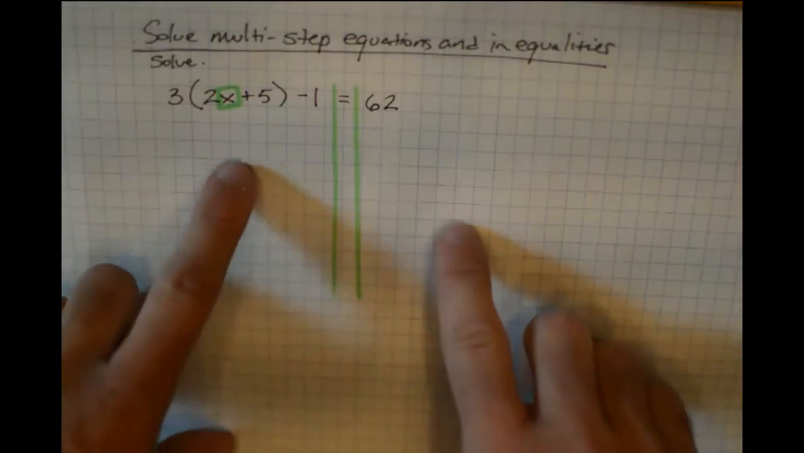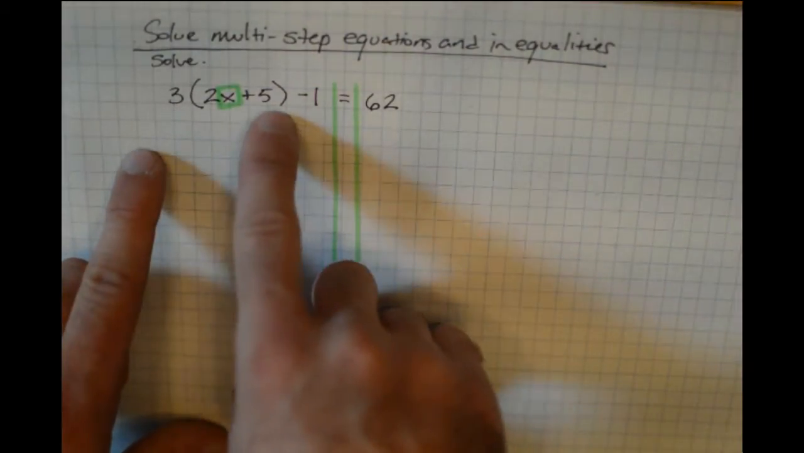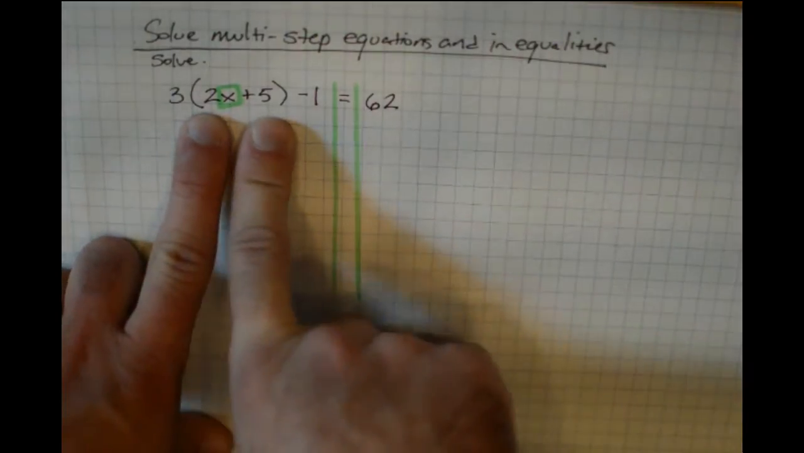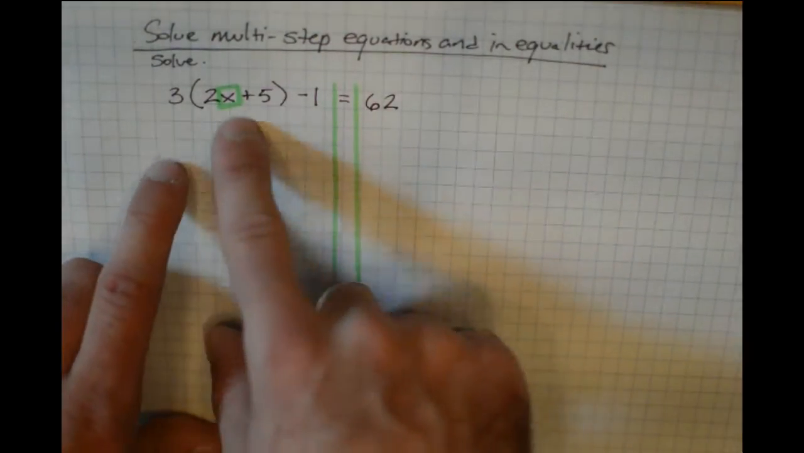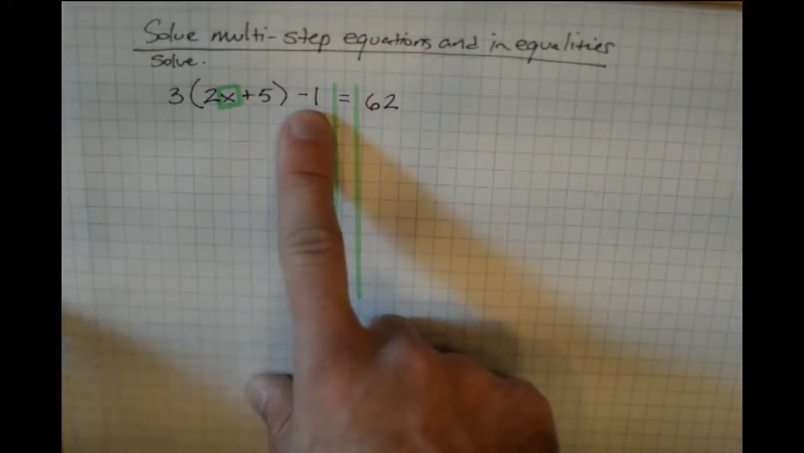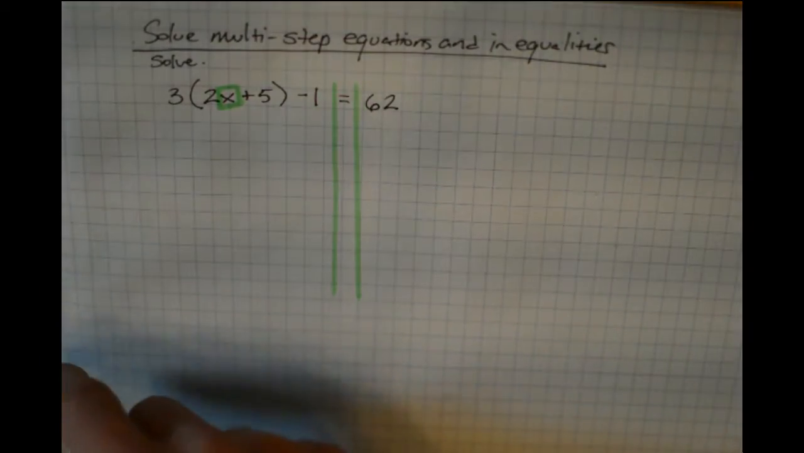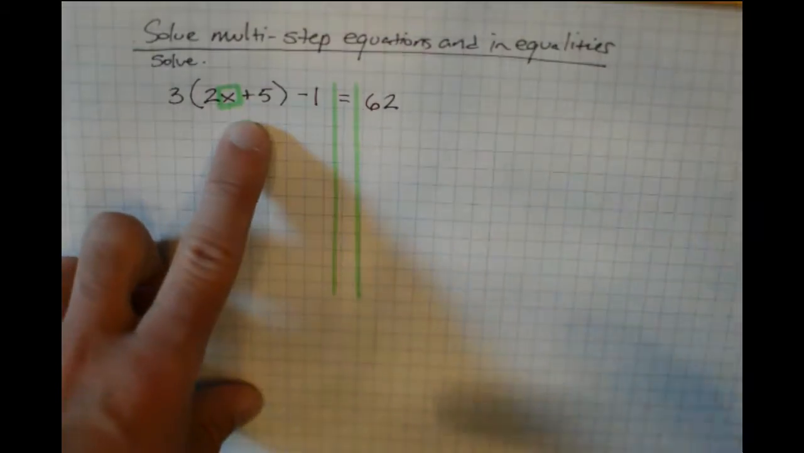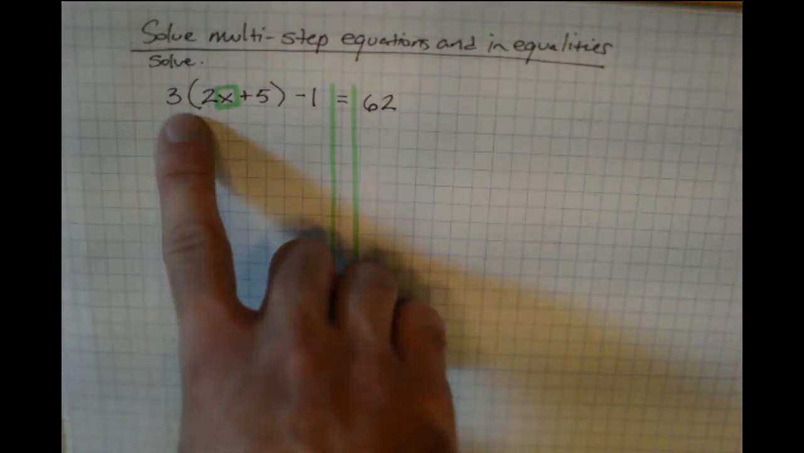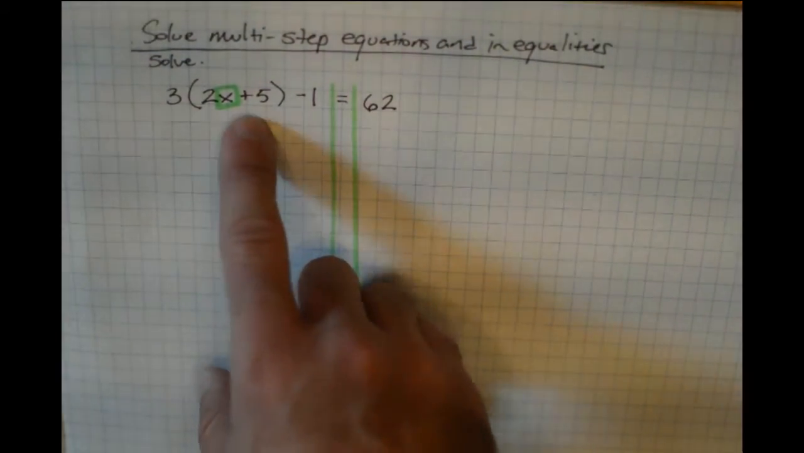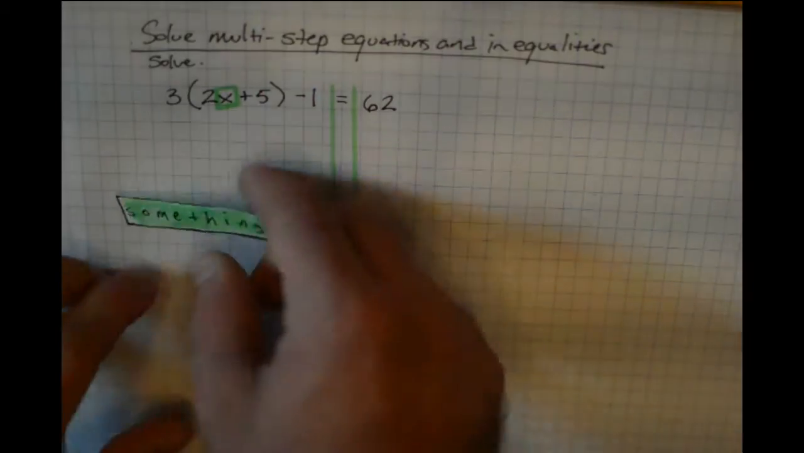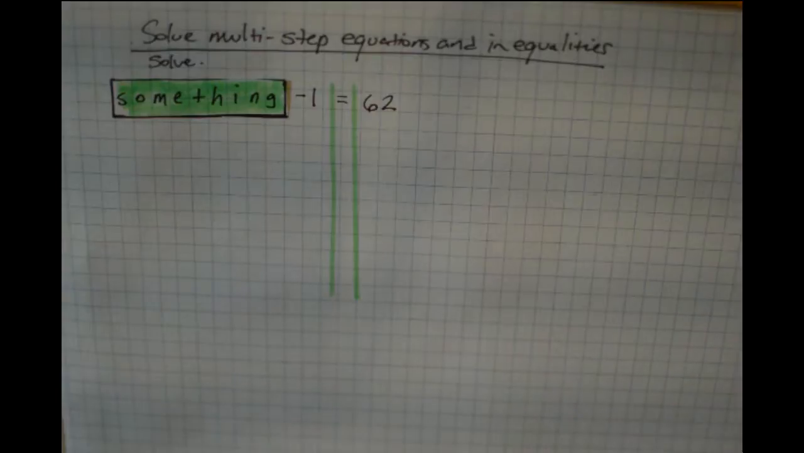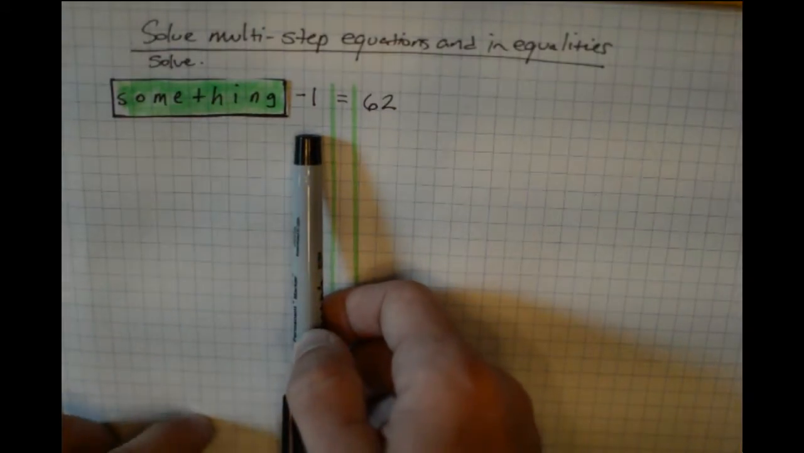The first thing that I want to notice about this is that even though this expression here, 3 times the quantity 2x plus 5, is kind of complicated, that's just one thing from which we're subtracting 1. Being successful at algebra a lot of times involves looking at a problem that's complex and simplifying it for yourself. So I don't want to look at this as 3 times the quantity 2x plus 5 minus 1. Right now, I want to just think of it as I have something minus 1. And I want to get rid of this minus 1.